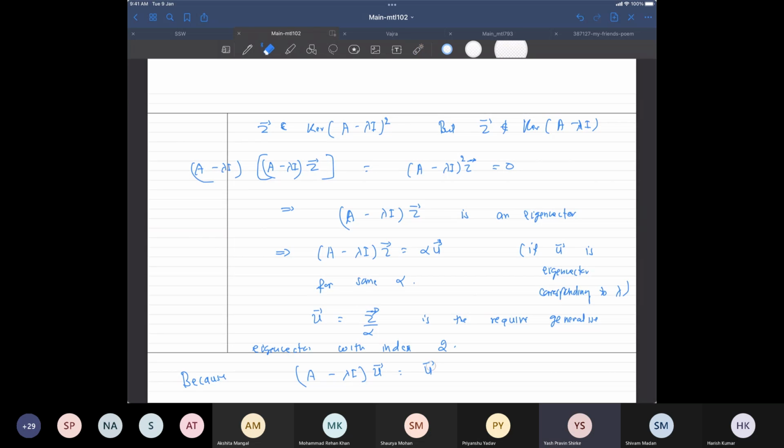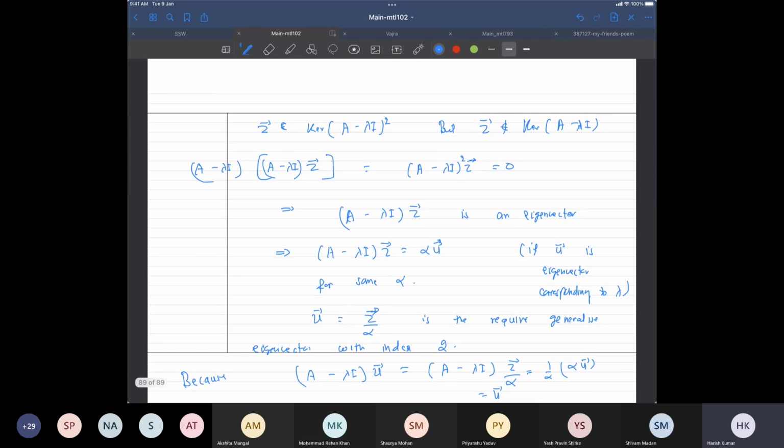Okay, if you want, I can write it. This is equal to A minus lambda I Z by alpha, which is equal to 1 upon alpha of alpha U, which is U. It's the only thing I wanted, the equality to be U. Although it doesn't matter. So how do you write this step, A minus lambda I into Z vector is equal to alpha U, like this?